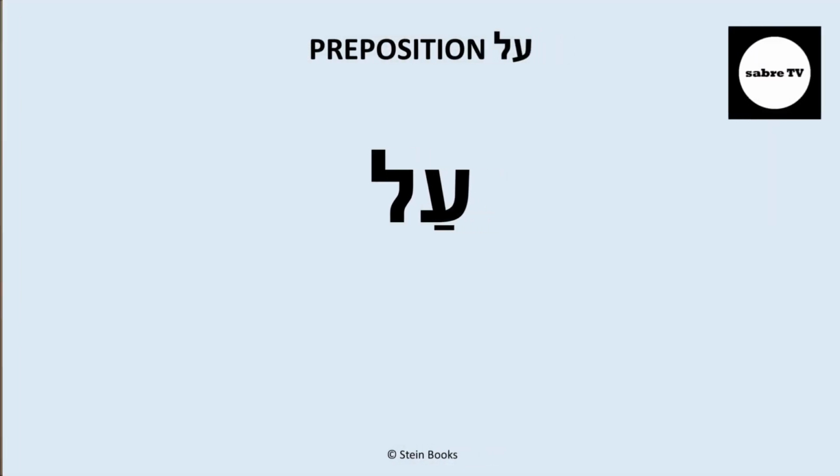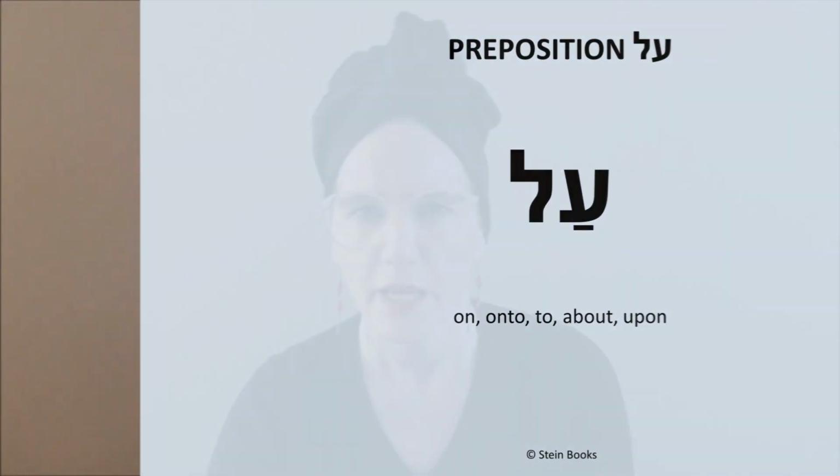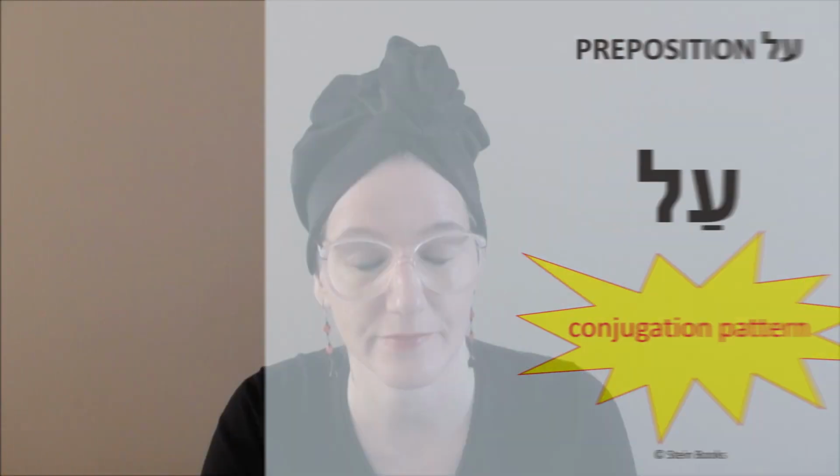Today, I want to talk with you about prepositions. And the first preposition we are going to look at is preposition al. Al means on, upon, onto, to. It has a couple of playgrounds, okay? So far, so good. Now, what's happening to prepositions in the Hebrew language? Well, they come with conjugation patterns. Yeah, that can look quite frightening at the beginning.